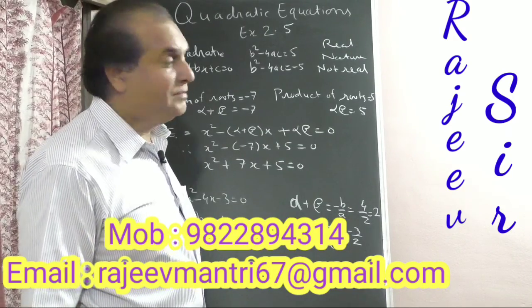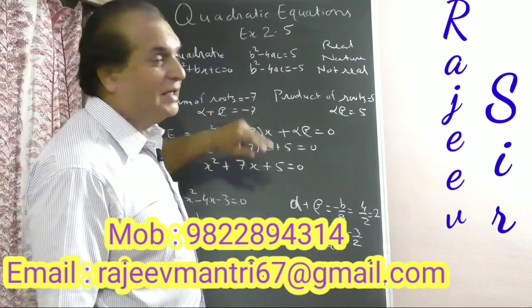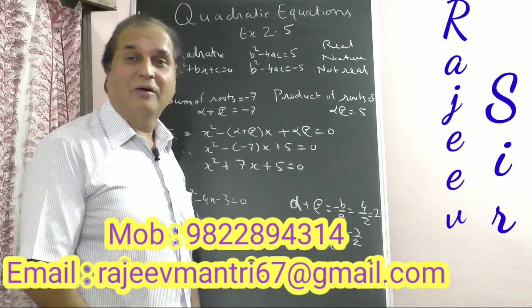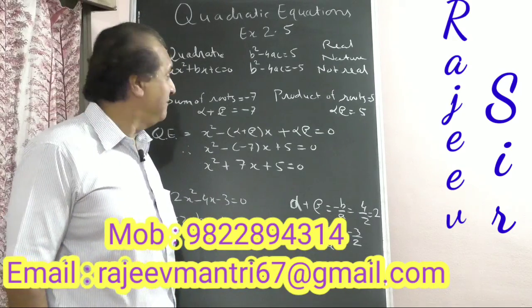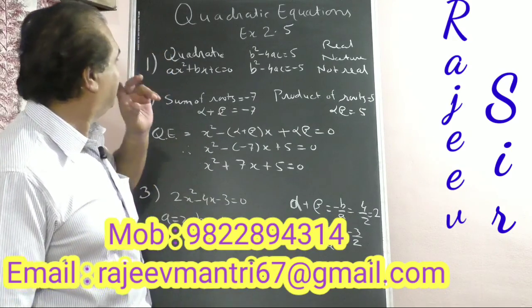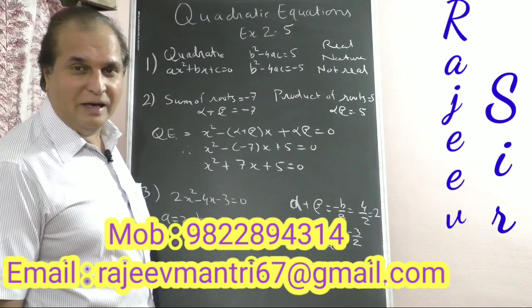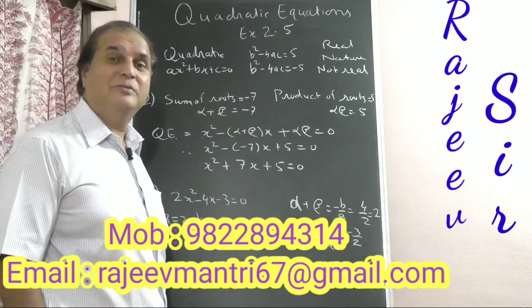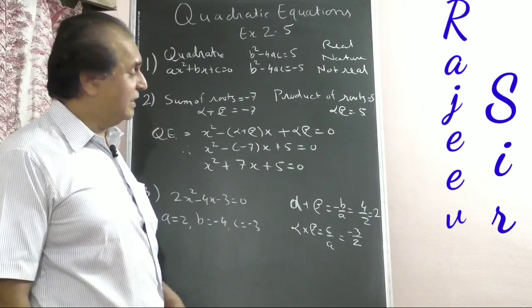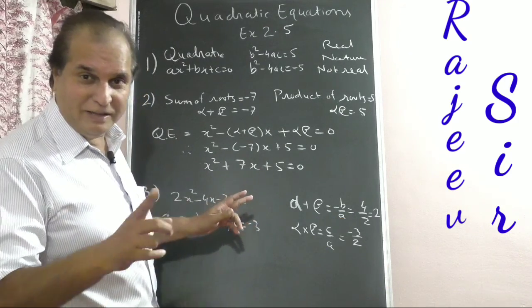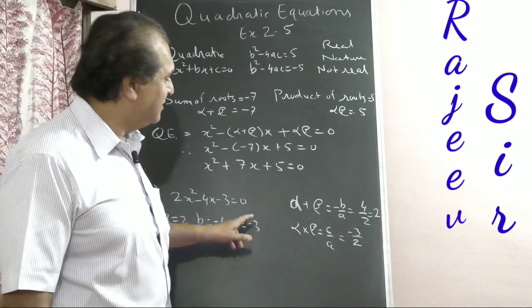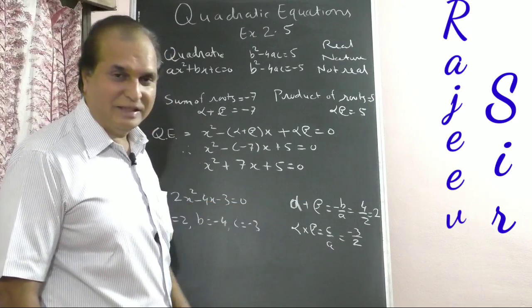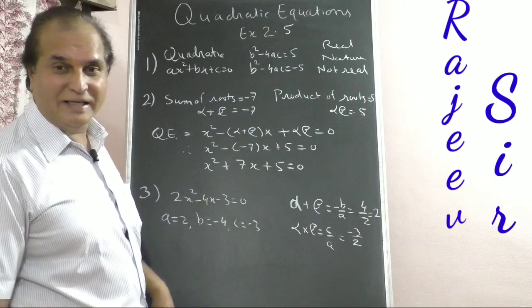Okay, students, starting with exercise 2.5, quadratic equations. First is just simple. Alpha plus beta means the sum of the roots. Alpha beta is the product of the roots. You know a, b, c; how to find a, b, c? So alpha plus beta is minus b upon a, alpha beta is c upon a. Just fill in the blank, take the sum.